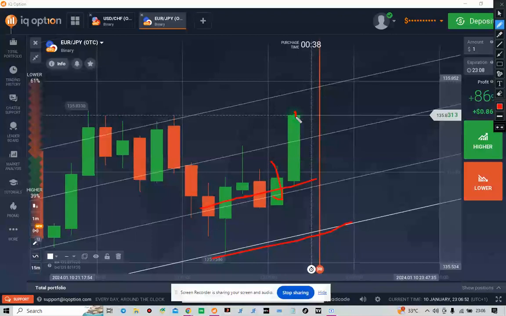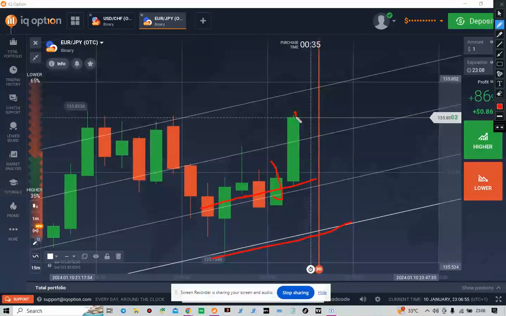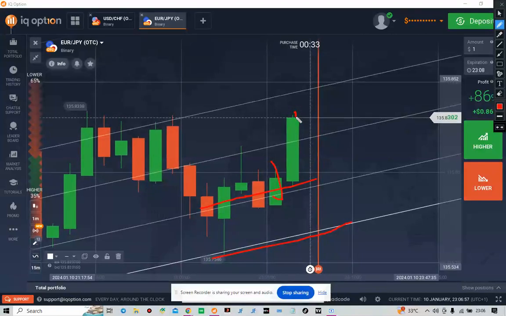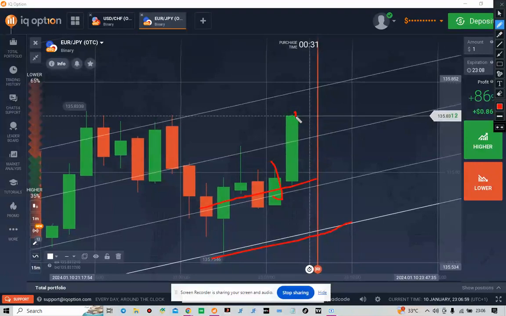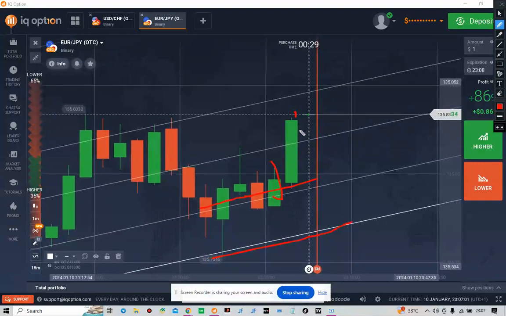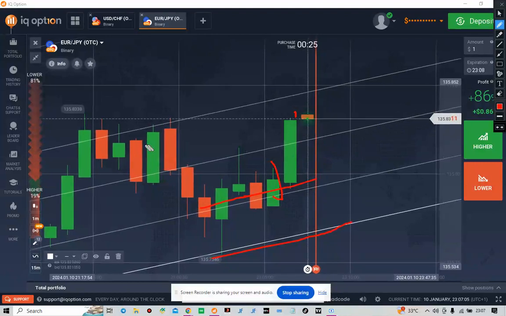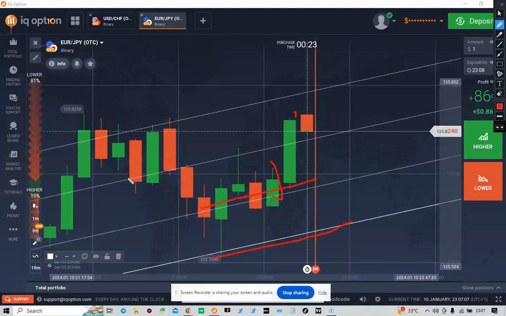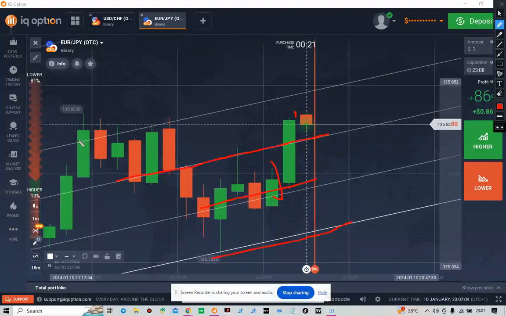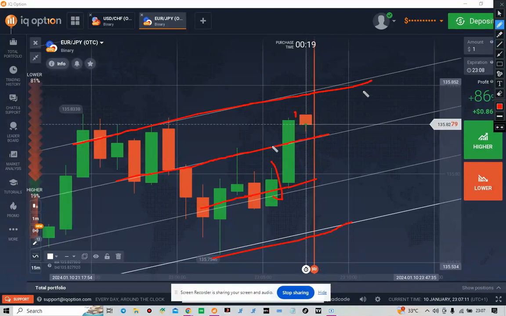Wait for a rejection. Hold. Wait for a rejection. You can see the rejection is not strong, but it's still a sellers' zone. The candle closed below this line and has not crossed this upper line, so it means the sellers are here. This is a strong sellers area. This candle closed inside the strong sellers area with a small rejection.